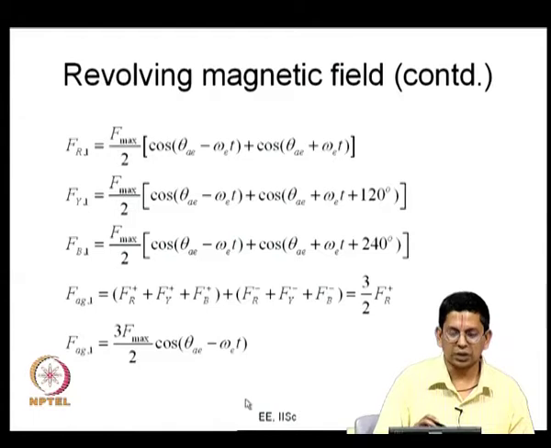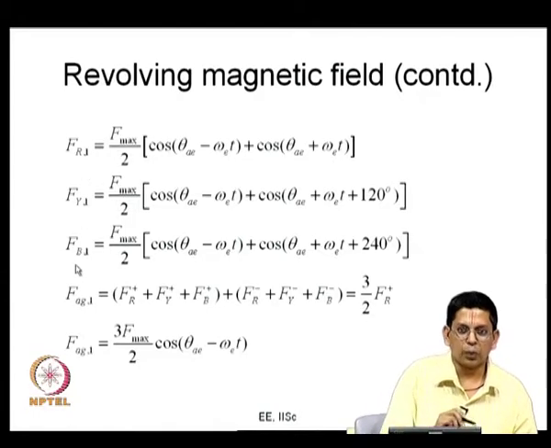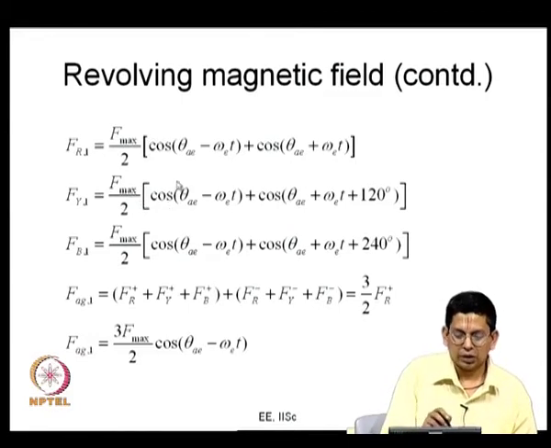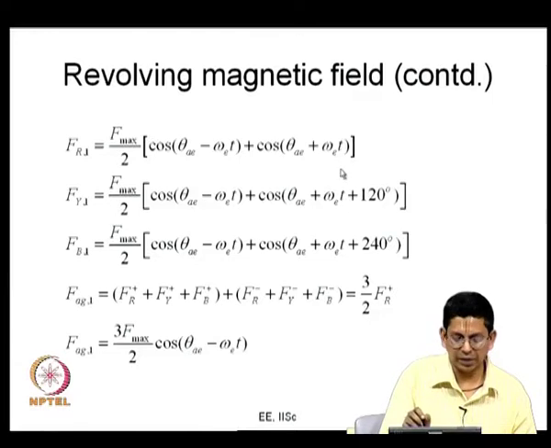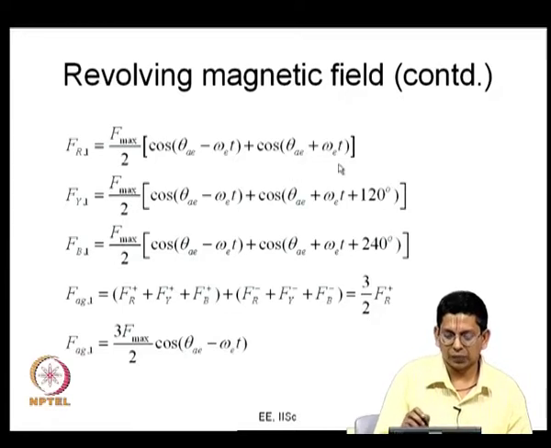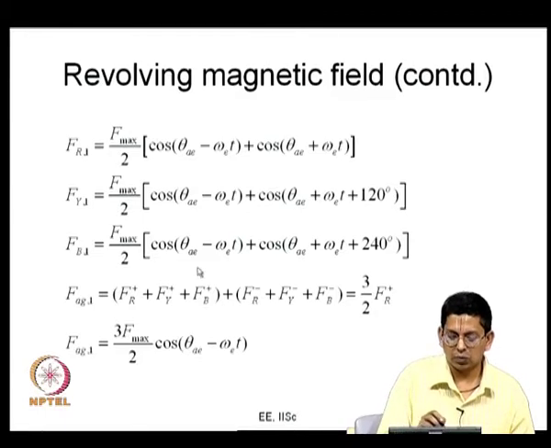So, let us write down the equations further. What you can say is FR1, FY1, FB1 can also be written as F max by 2 multiplied by the sum of two cosine terms. The first term is cos of theta AE minus omega et, that is the case for all the three phases. The second term would be cos of theta AE plus omega et, and in the next case it is theta AE plus omega et minus 240, which is plus 120, and in the third case it is theta AE plus omega et plus 120. So, this would be plus 240 here. So, this is what is here now.